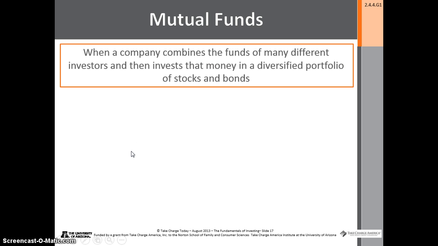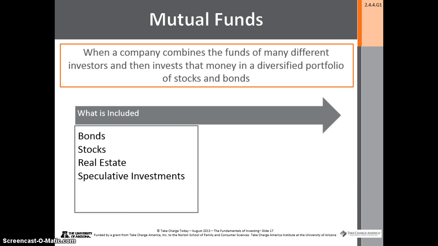The last one we're going to discuss is mutual funds. Mutual funds is when a company combines the funds of many different investors and then invests that money in a diversified portfolio of stocks and bonds. So, in other words, you've got a company that combines a bunch of people's funds. So, like if we all own different funds in one particular company, then we are all an investor of that company. So when we're giving them money to invest and to use, and then we in turn get a return.